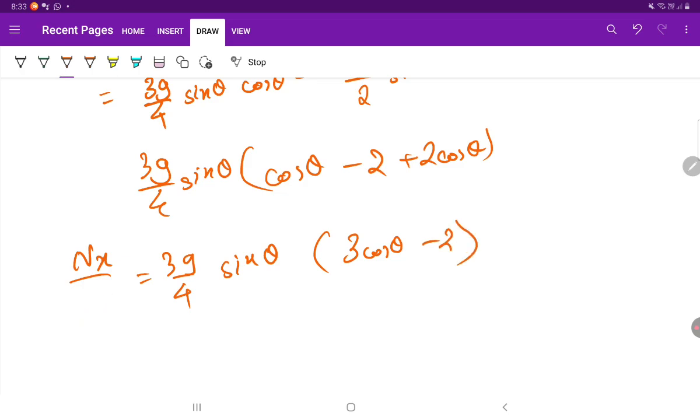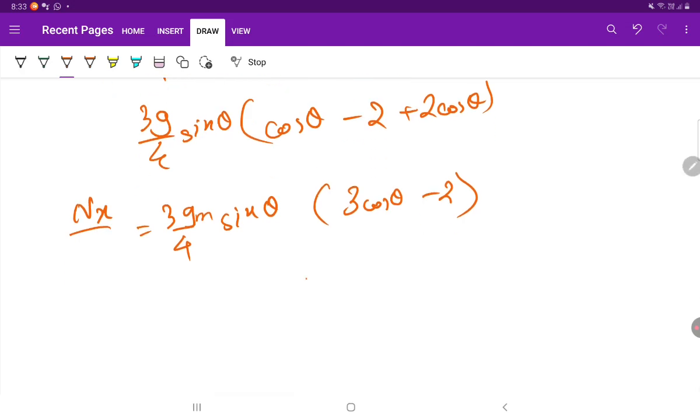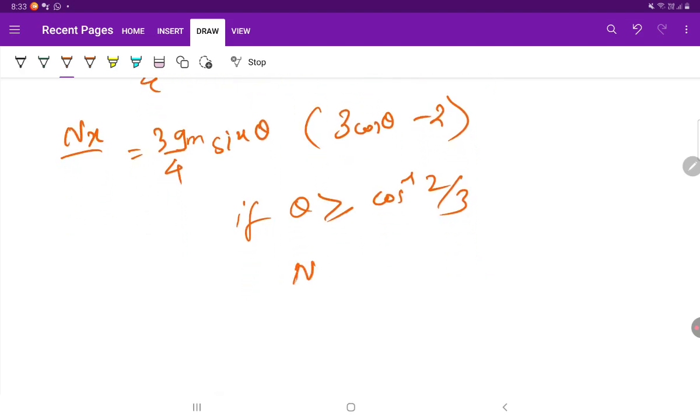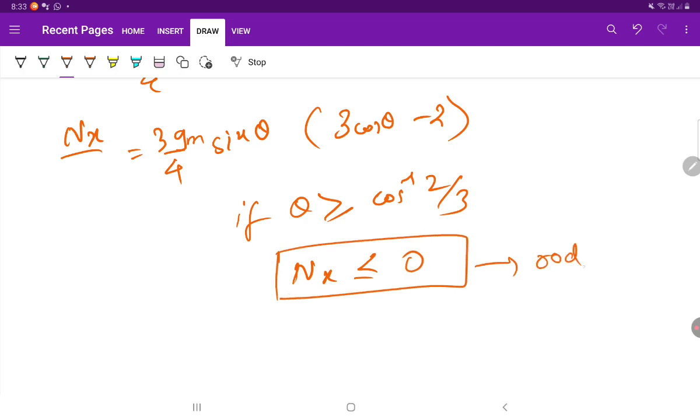Now tell me one thing. First of all, cross multiplying m both sides. If theta is equals to 0, nx is positive, and we know cos theta is a decreasing function. So if theta is greater than or equal to cos inverse 2 by 3, nx becomes less than or equal to 0. This means the rod slips. And you might know that cos inverse 2 by 3 is almost 48 degrees, which is less than the previous value we got.